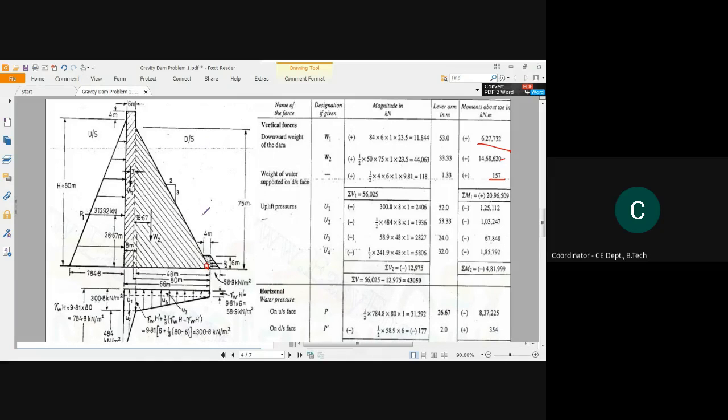Now here we can easily see that the horizontal forces will be due to the water pressure, the hydrostatic pressure. There are two water pressures, one at the upstream side and the tailwater at the downstream side. These two water storages will provide a horizontal pressure on the body of the dam. So we have to calculate that amount of horizontal pressure.